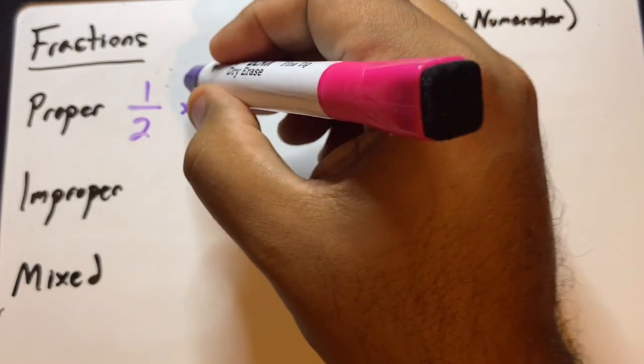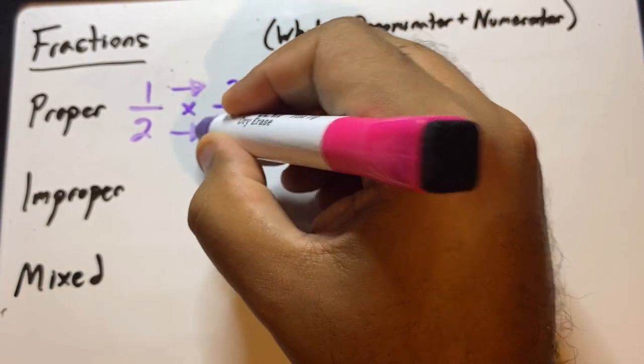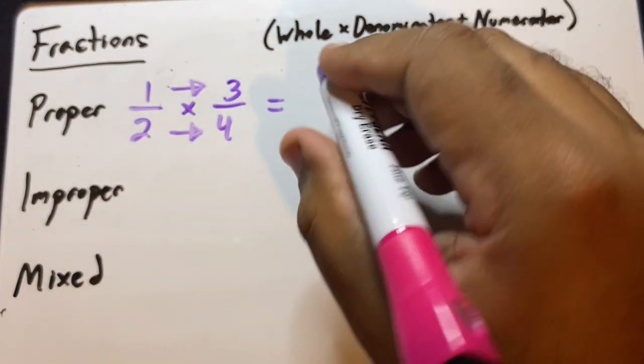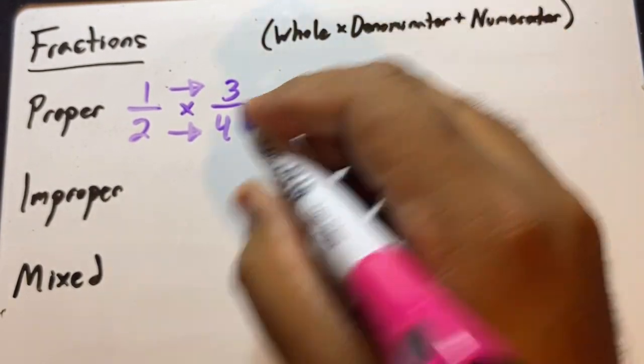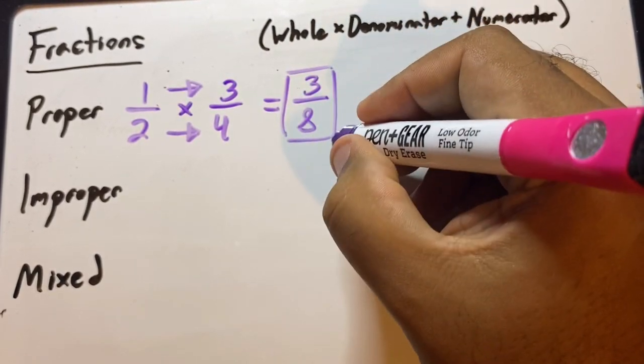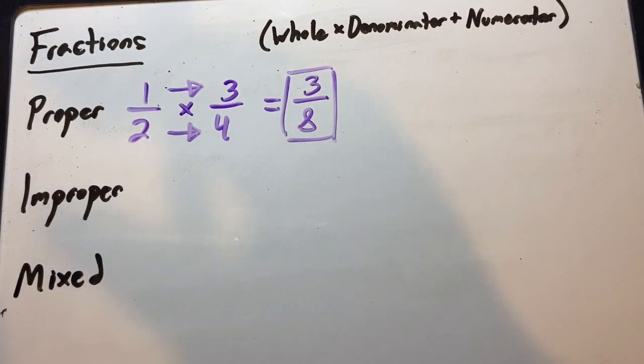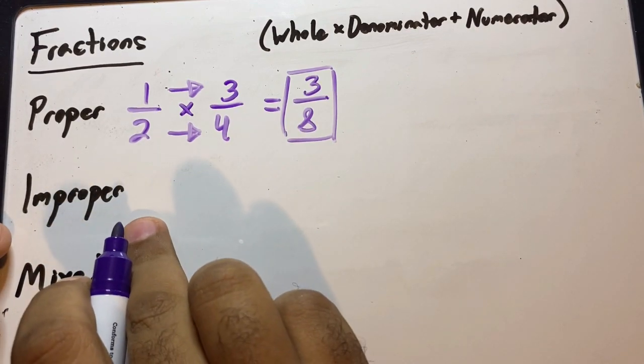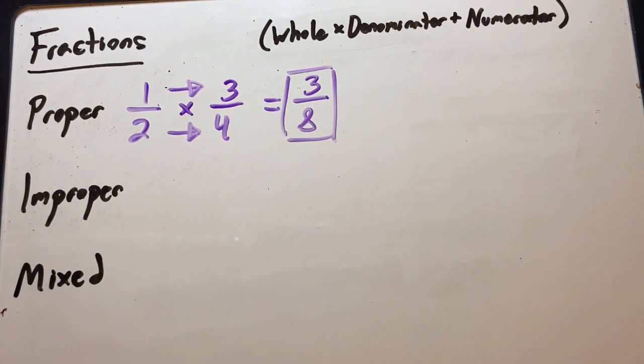This is very easy. Just like in the last video, you're going to multiply across. So 1 times 3 is 3. And then 2 times 4 is 8. That's the answer to that. Very simple. If you know your multiplication tables, multiplying fractions will be very easy. But what if it's improper fractions? What if it's backwards? Well, let me change the color of my marker.